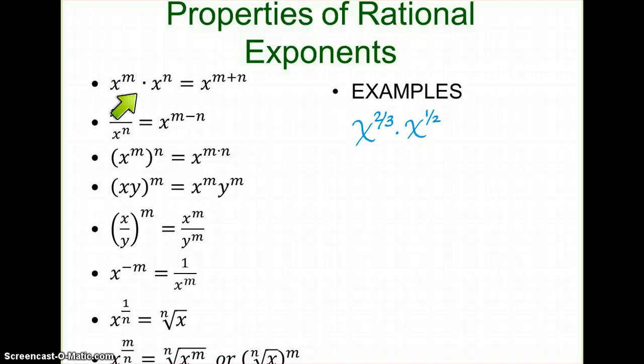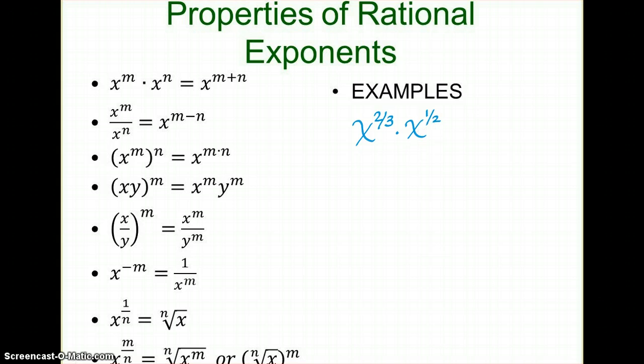If you look at your properties of exponents up here at the top, the property that would fit this example is this property right here, where I have the same base with two exponents. The two powers are being multiplied. And according to the rule, I need to add the exponents together. Just because the exponents are rational, they're fractions, doesn't mean that I treat them any differently. The rule says to add, so I'm going to add.